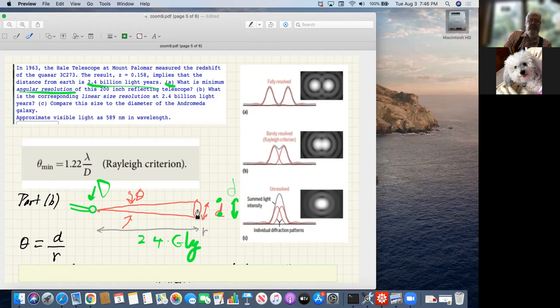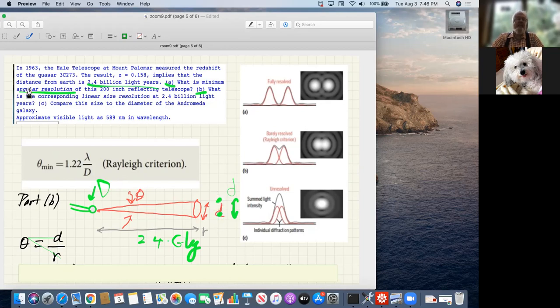And so the linear resolution will just be R times theta min. So in part B, we're supposed to calculate the linear resolution. What I'm calling the linear resolution is D. So D would be theta R. Theta, I calculate from this condition. So part A determines theta, part B determines D. Now that's if I had two sources of light.